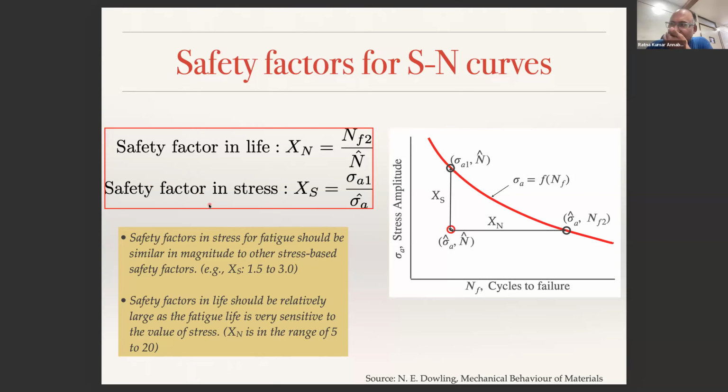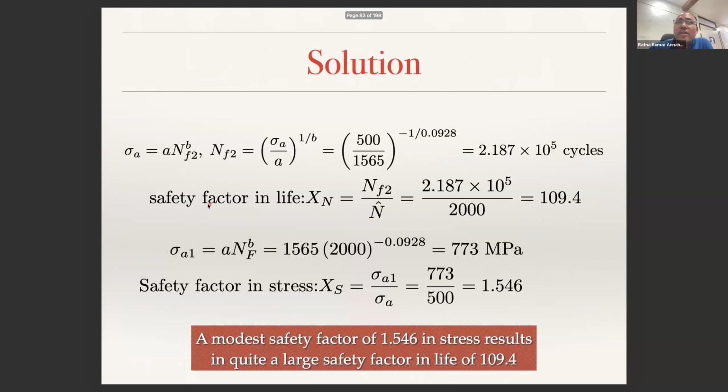In the last class, we looked at the safety factors in the SN curve, the safety factor in stress and the safety factor in life, and we also solved a problem. So far, whatever we have looked at, the SN curve and the correction factors, is under the assumption that the loading is fully reversed, which means the mean stress is zero.